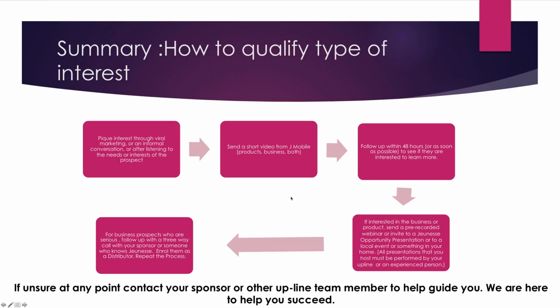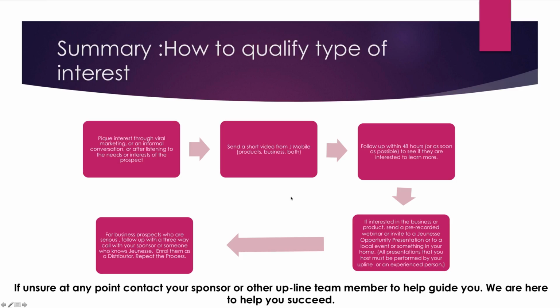You are just sending a video. You follow up to see if they're interested and send them a link or invite them to a presentation or a link to a webinar. And then finally, if they are interested, you sign them up. If they want more information, then you invite them to a 3-way call with someone in your upline or someone who is more qualified to talk about the business opportunity than yourself.